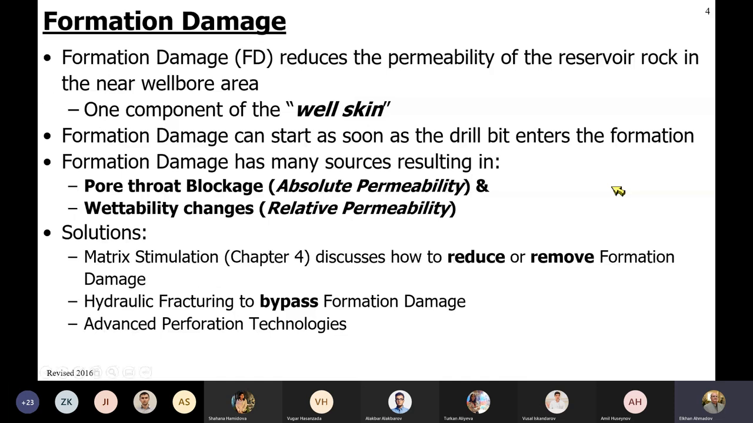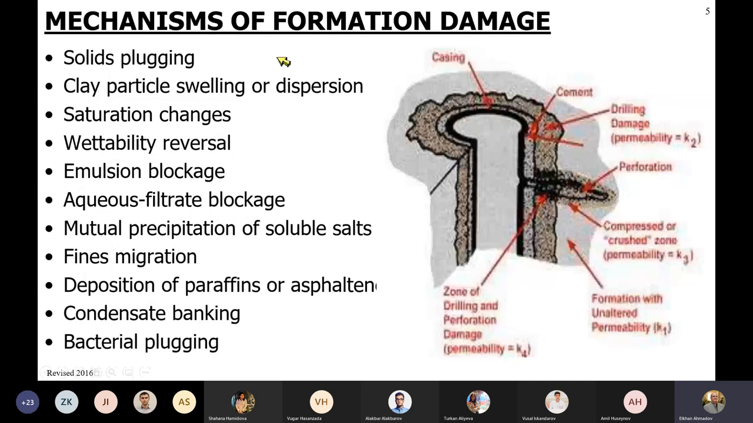Mechanisms of formation damage. How does the formation damage actually occur? What happens? So, as I said, solids plugging. It is when the solids from the completion or drilling fluid are plugging the pore throats or even pore spaces. Then clay particles swelling or dispersion.